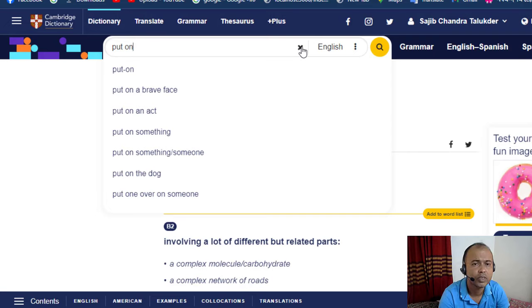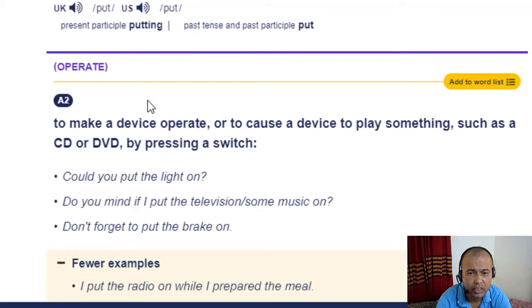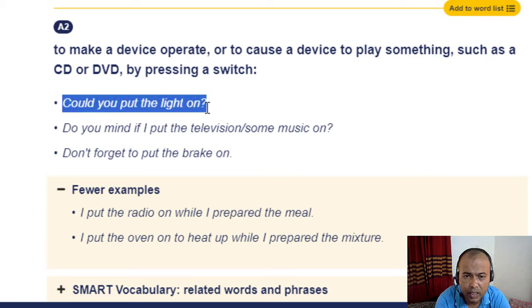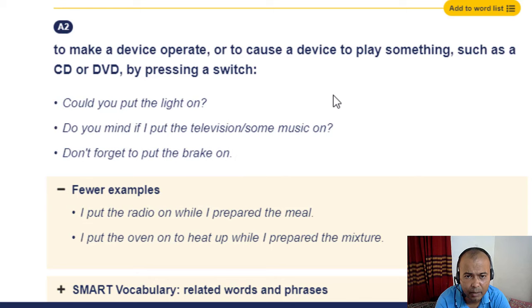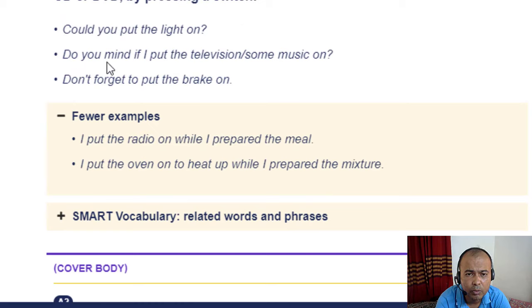Put on. So we know what put on is. Put something on means, they said, to make a device operate, I mean start any device, or to cause a device to play something such as a CD or DVD by pressing a switch. So for example, could you put the light on? That means can you start the light, I mean switch on. So do you mind if I put the television on? That means do you mind if I start the television? So this is a meaning of put on.